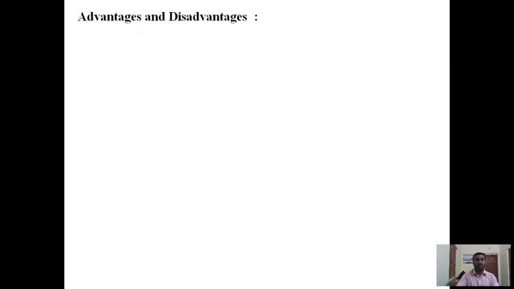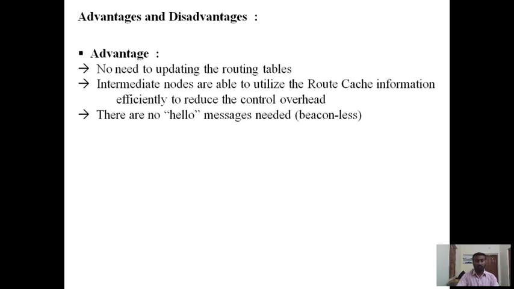Then we have some advantages and disadvantages for dynamic source routing. First, the advantages. The first advantage is no need to update the routing table. So in the dynamic source routing protocol, we need not update any routing table. Second, intermediate nodes are able to utilize the route cache information efficiently to reduce the control overheads. Why? Because in the dynamic source routing protocol, we are flooding the route request packets. So all the nodes involved in the network can accept that information, and they utilize that route cache information efficiently, to reduce the control overheads, that is, to reduce the network problems.